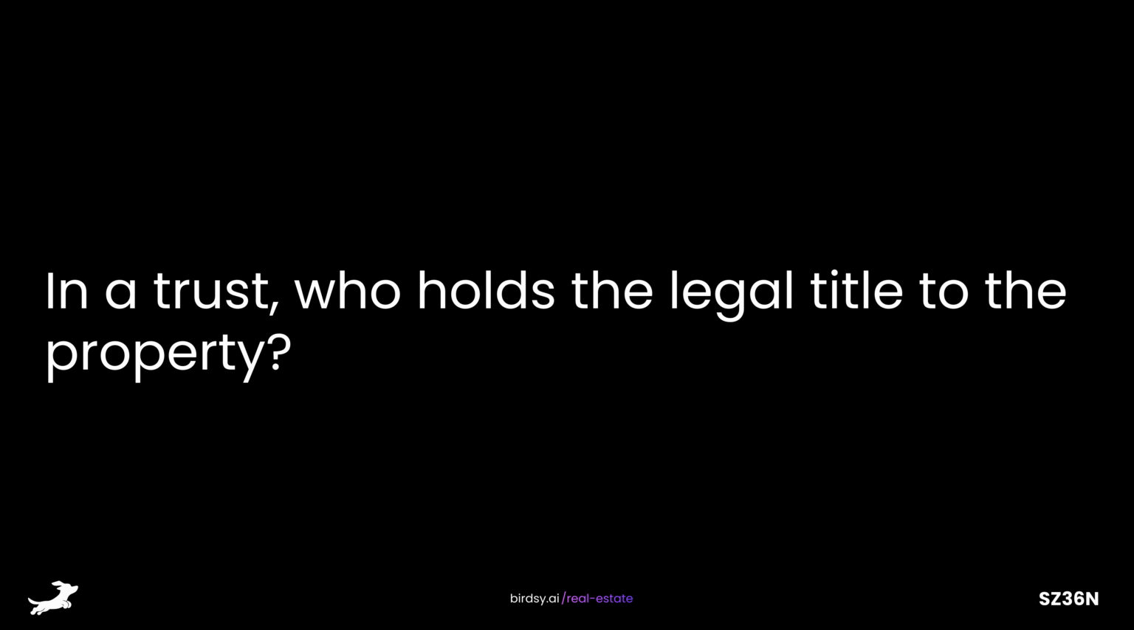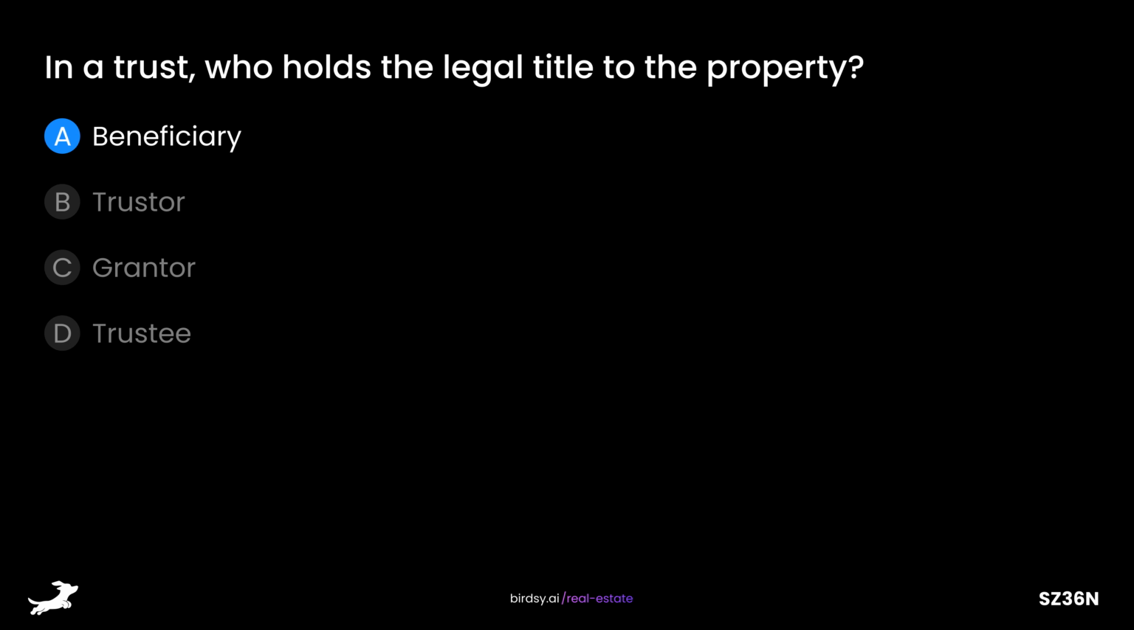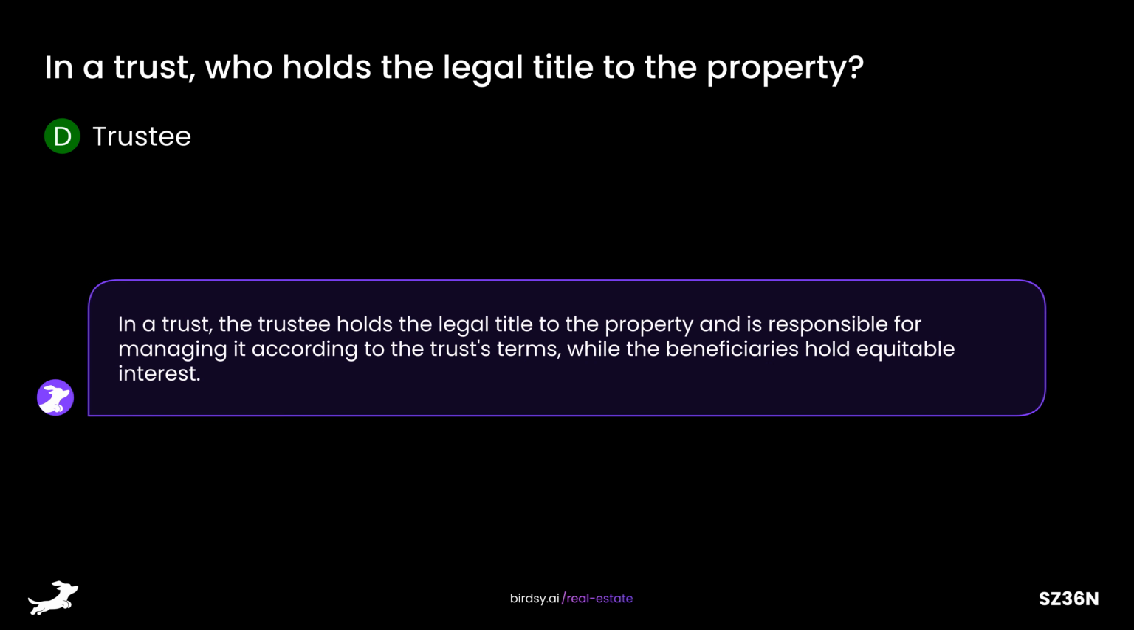In a trust, who holds the legal title to the property? Is it A, beneficiary? B, trustor? C, grantor? Or D, trustee? The answer is D, trustee. In a trust, the trustee holds the legal title to the property and is responsible for managing it according to the trust's terms, while the beneficiaries hold equitable interest.